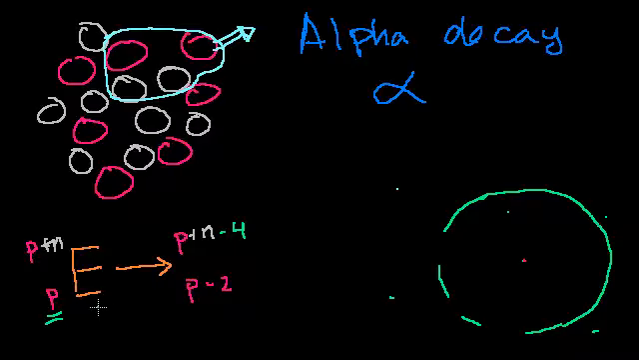So if we call this element 1, we're going to be at a different element now, element 2. And if you think about what's generated, we're emitting something that has 2 protons and 2 neutrons. So its mass is going to be the mass of the 2 protons and 2 neutrons. So what are we emitting? We're emitting something that has a mass of 4.